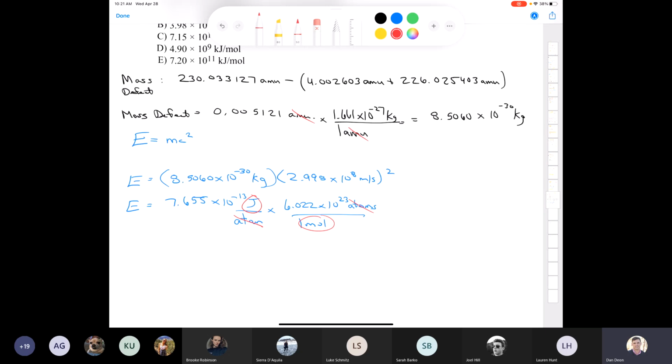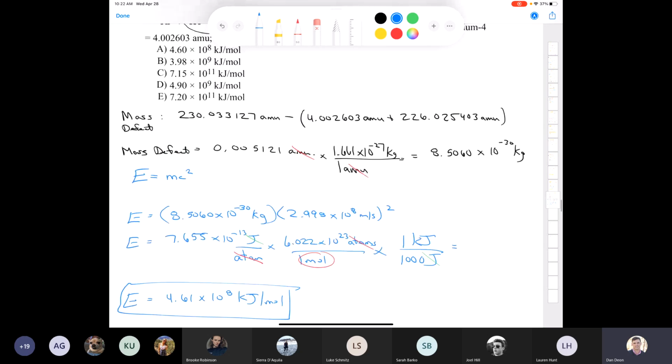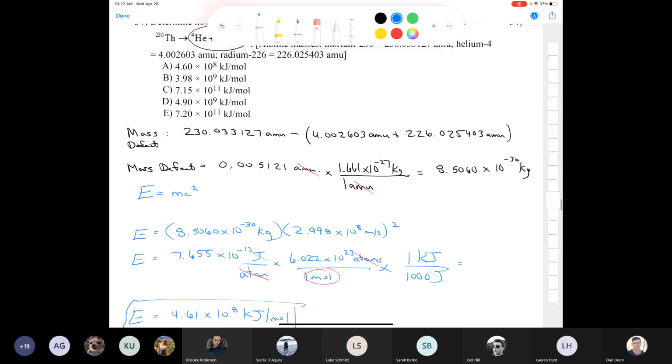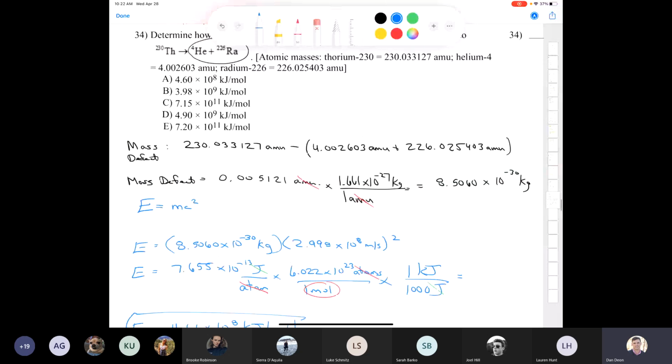But now we need to convert the joules into kilojoules. And I know that I have 1,000 joules in 1 kilojoule. And so my units of joules cancel, and I punch that into my calculator, and I end up with an energy that is equal to 4.61 times 10 to the power of 8 kilojoules per mole. So this is the amount of energy that's released, right? It's released, so I'll give it a positive number. And the answer is closest to A.